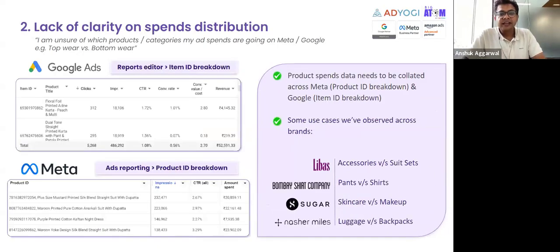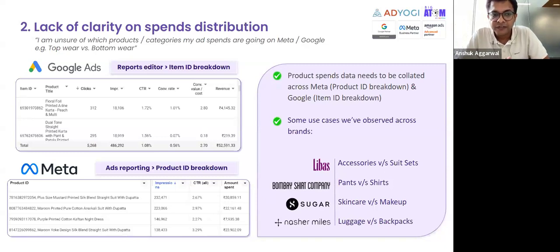The second challenge is how do you really figure out where the spends are going? And I know when I interact with a lot of founders, and even the performance teams, many of them tell me that they don't know where the product-wise spend data can be tracked, or even if they know that, they find it very hard to get that data and actually make any sense of it.